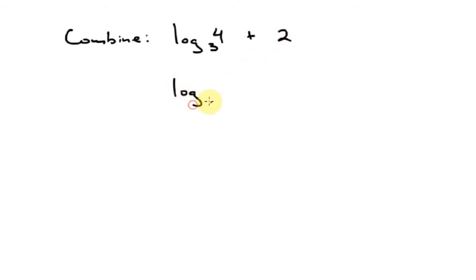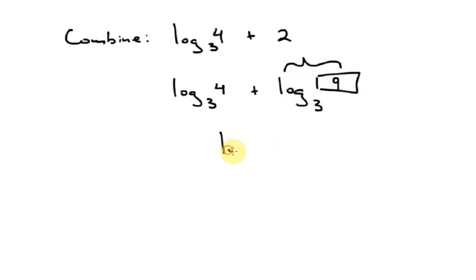Because this one has a base 3, you're forced to take that 2 and write it as a log base 3 of something. So the real trick in the question is, this has to be equivalent to the number 2. I've got to think, a log of what, if it's base 3, is equal to 2? If you think about it, the answer is log of 9, right? Because 3 to the 2 equals 9. So log 9 base 3 equals 2.